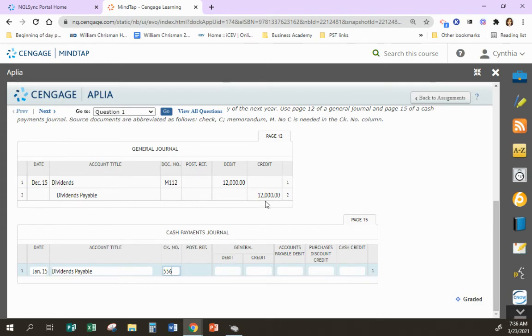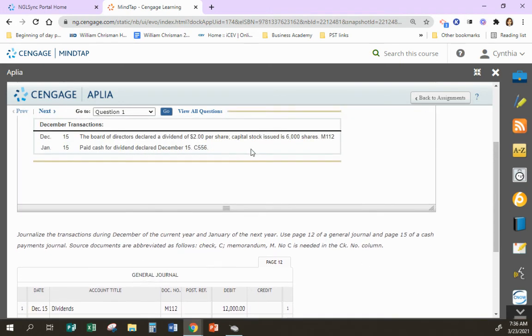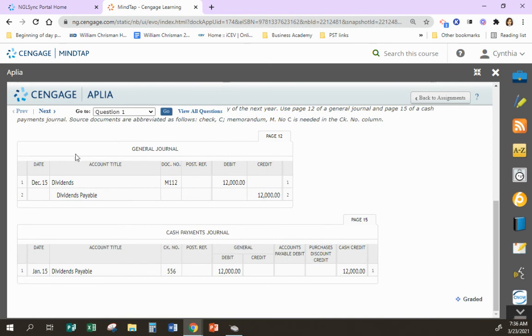So now we're pulling it out of that liability account and debiting it for that $12,000 and crediting cash for the $12,000. And so those are your two transactions to declare and pay that dividend. And that's the extent of that work together.